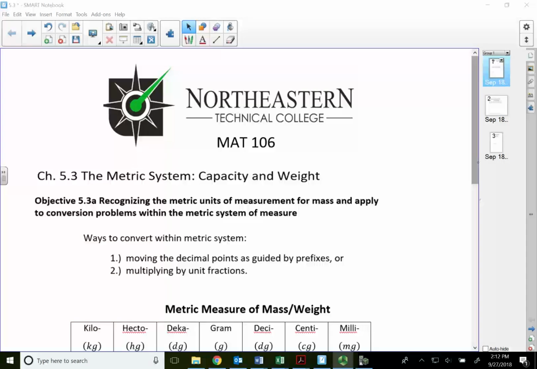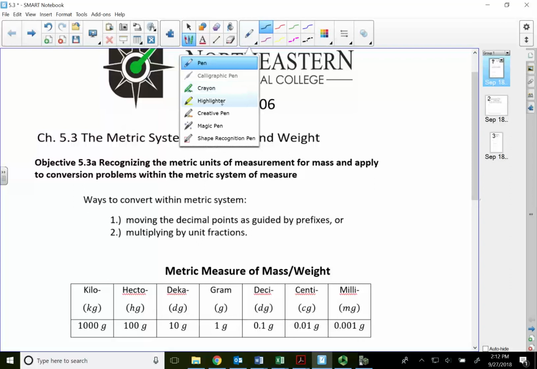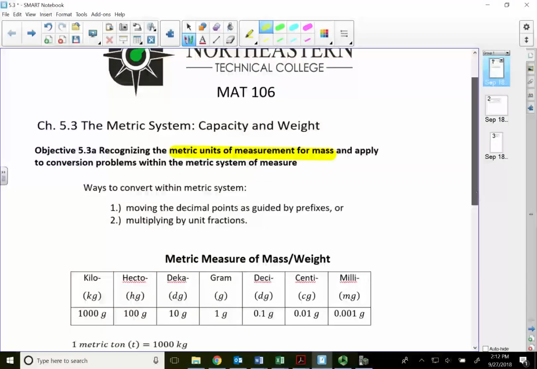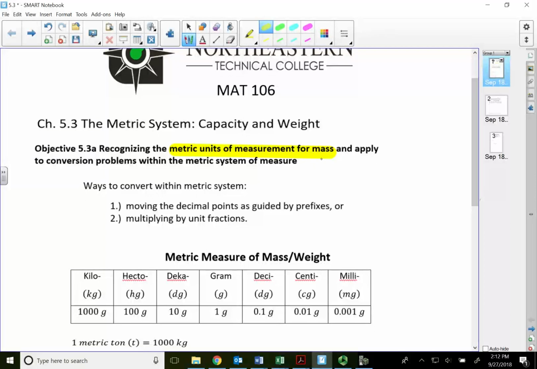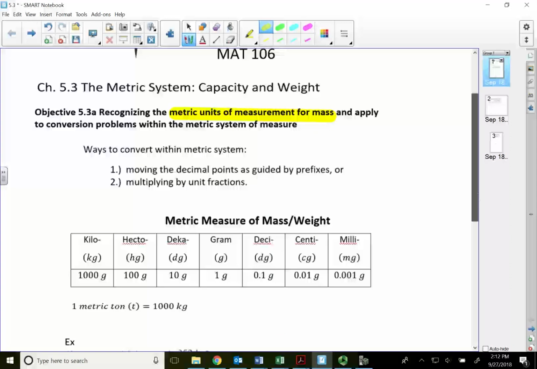In this lecture video, let's take a look at recognizing and dealing with problems involving metric units of measurement for mass. Mass is weight. I don't like the word mass. I like the word weight. Mass, to me, is a little bit different.